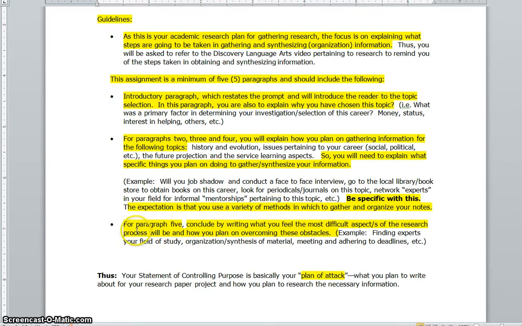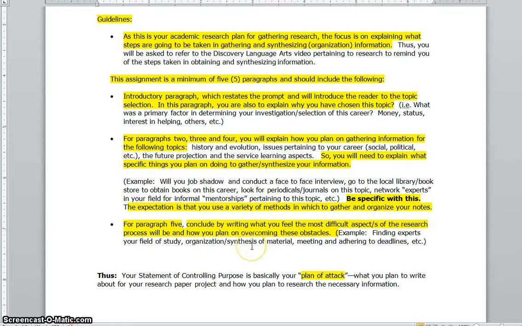For paragraph 5, conclude by writing what you feel is the most difficult aspect of the research process and how you plan on overcoming these obstacles. This is you being a reflective reader, reflective writer, reflective researcher. So, do you think it's going to be hard for you to find those experts in your field of study?